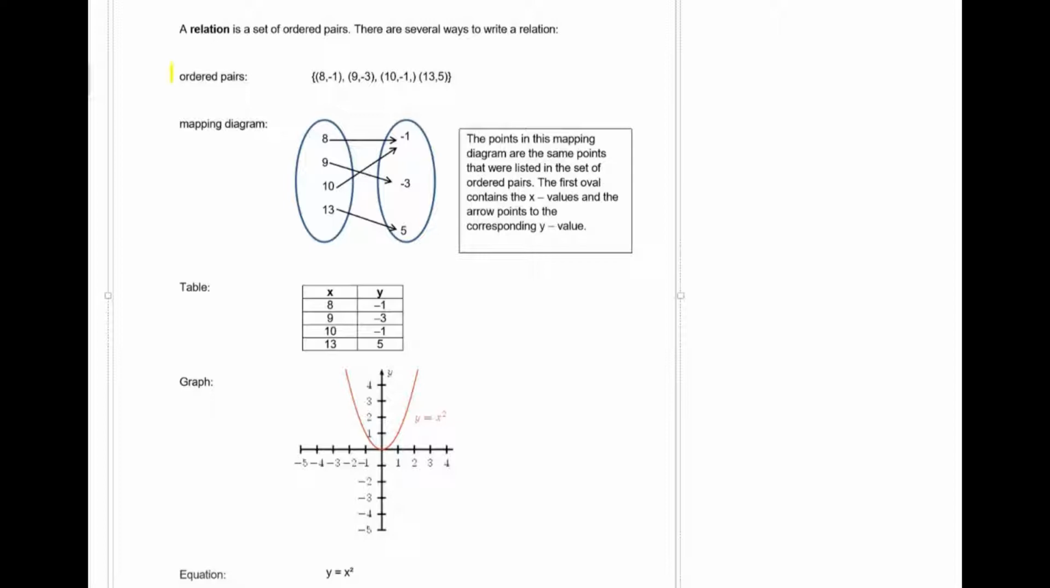Now, these first three things here, the ordered pairs, the mapping, and this table, all represent the same relation. The 8 is mapped to -1 in all three of these relations, and the same for the other set of ordered pairs as well. In these last two examples, this graph and this equation are representing the same relation. So what we're going to be doing is looking at specific relations called functions.